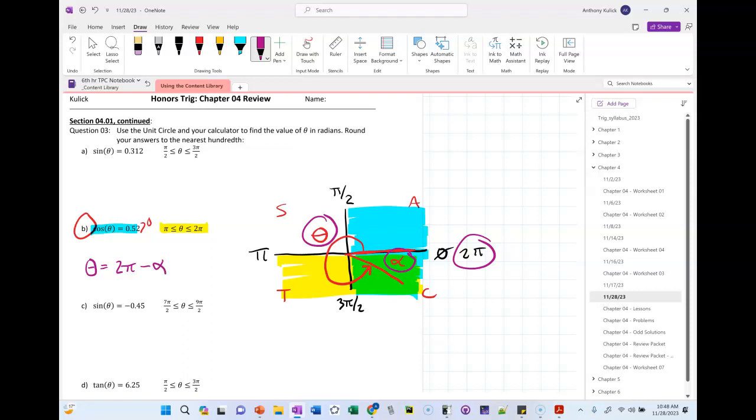It's alpha smaller, right? Everybody's okay with that? And how do we compute alpha? It's going to be, in this problem, cosine inverse of the absolute value of 0.52. And now it's calculator time.